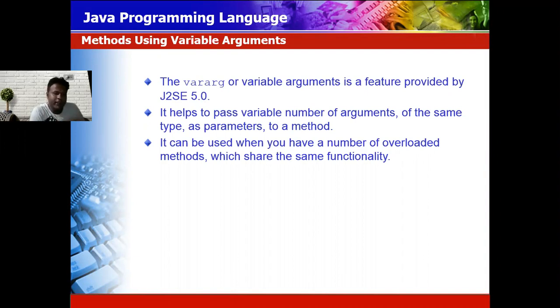When you define a method, you are defining parameters. Suppose you define two parameters, int a and b. Then you are giving a restriction to the method that you can only access two values. But where you don't know how many values the user will pass at runtime, at that time we use a variable argument.